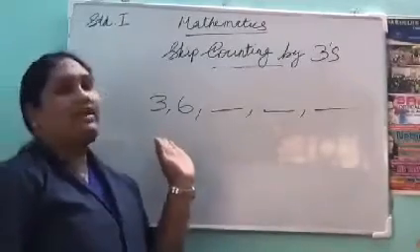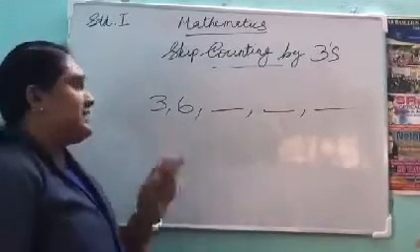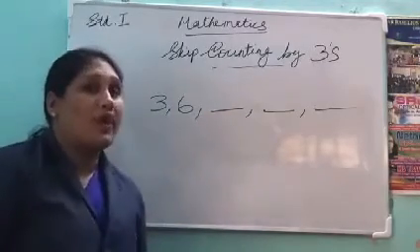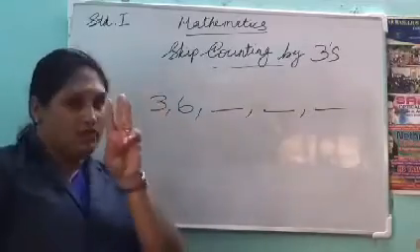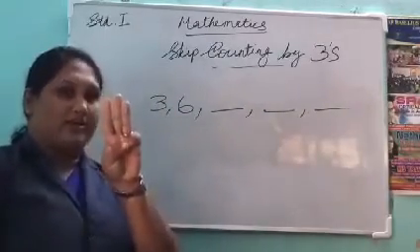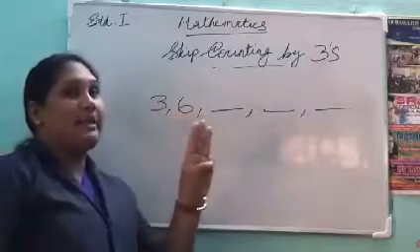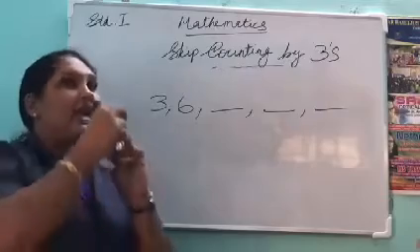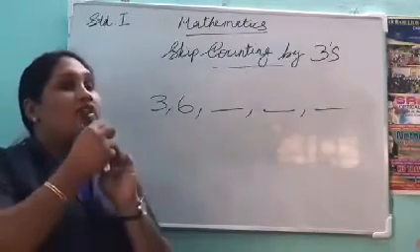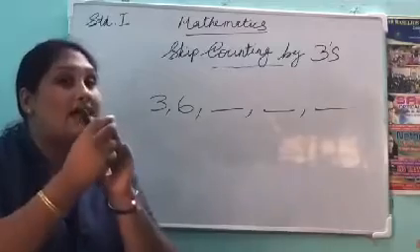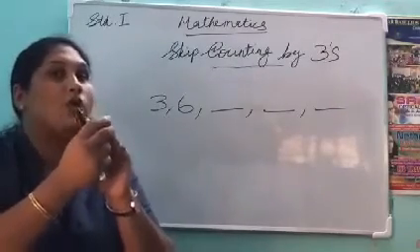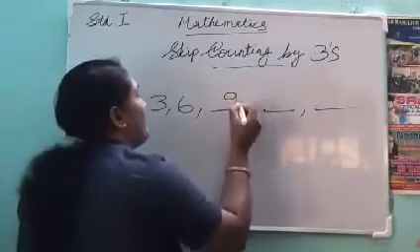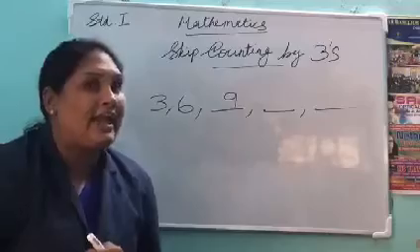Look here. Here we have 3, 6. Which will be the next number? How will you find out the next number? You have to take 3 fingers and count the next numbers from 6. 7, 8, 9. Which number do we write? The last number which we counted. That is 9. We have to write 9.